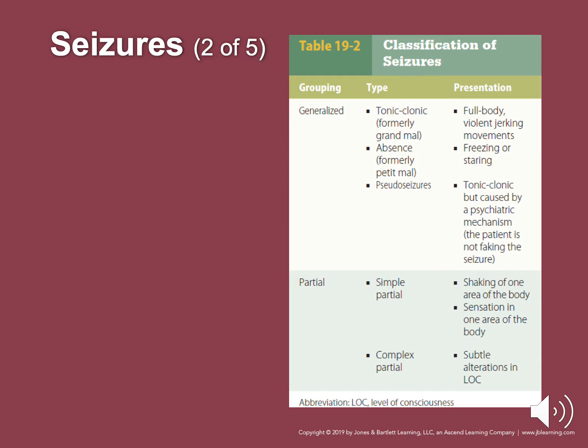So, complex partial seizures, several changes to LOC. Patient may become confused, lose alertness, have hallucinations, and be unable to speak. Eyes or head may make small movements. Patients usually do not become unresponsive.